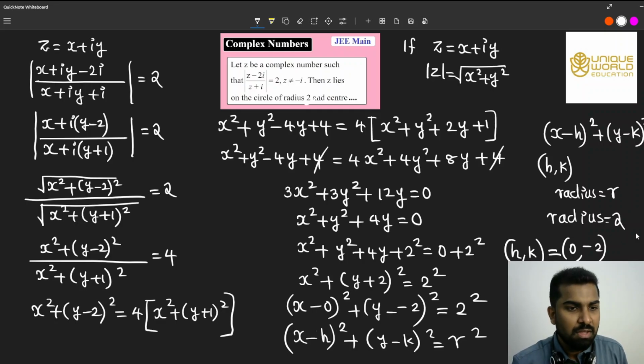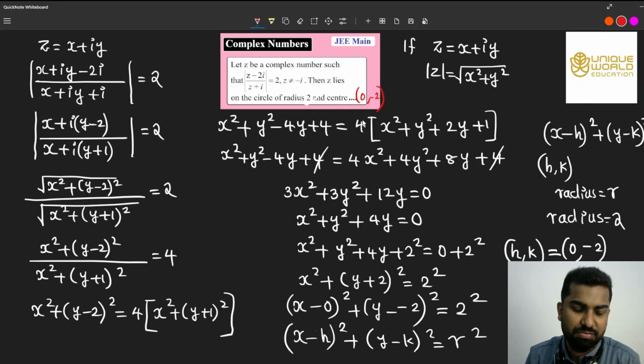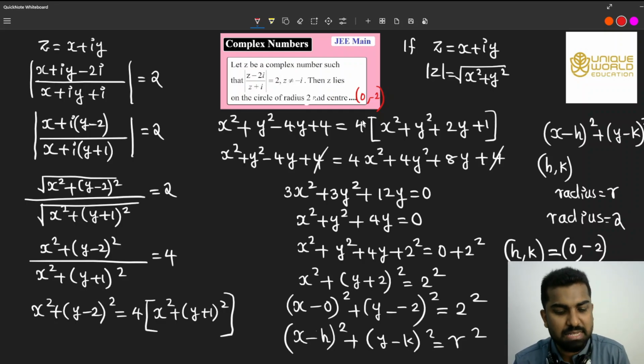So the question, what they are asking: the center and radius are given, and the center they are asking. So the radius is 2 and the center will be (0, minus 2). (x minus 0) whole square plus (y minus 2) whole square equal to 2 square, that will be the standard equation of the circle we are getting. So I hope the second question is also clear to everyone.